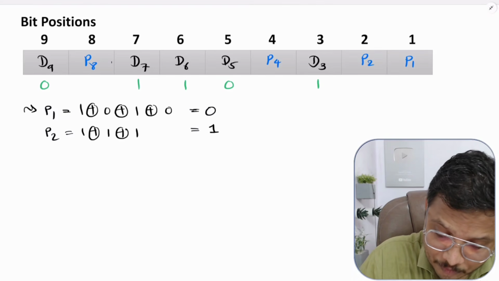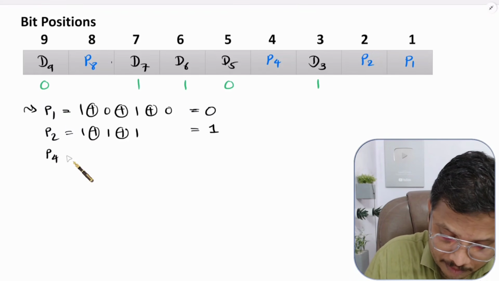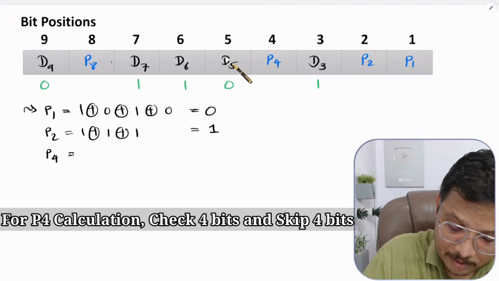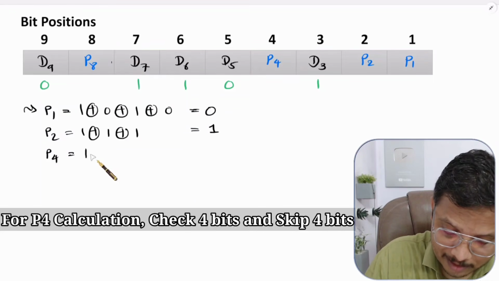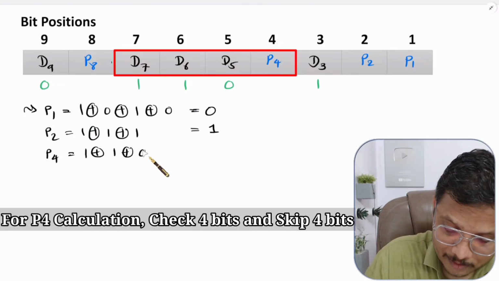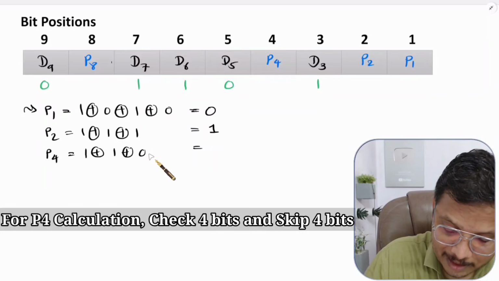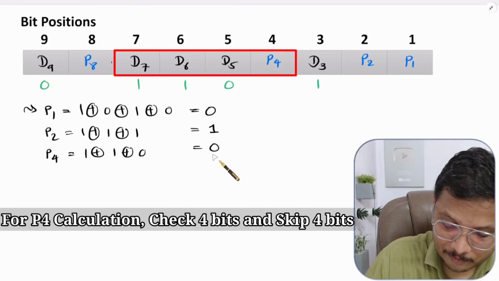Now let us calculate P4. For P4, we need to check 4 bits. Along with P4, 4 bits are this, and then skip 4 bits. Check these 4 bits, meaning 1, 1, 0 XORing is there. So 1 XOR 1 XOR 0, that is 2 ones are there, so this will be 0.